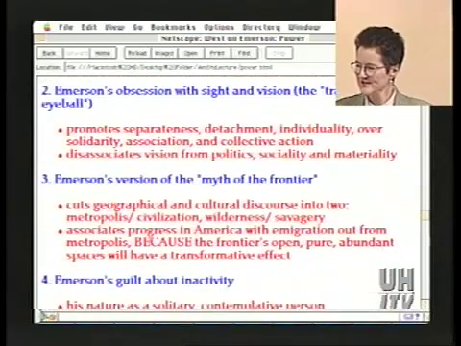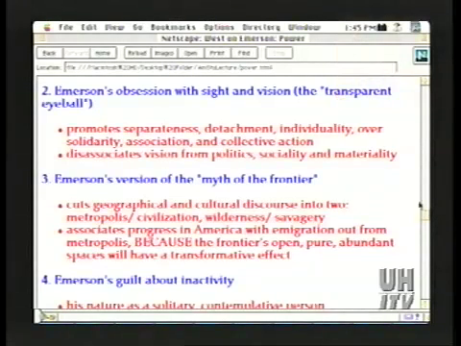Next, Emerson is obsessed, as Cornel West phrases it, with sight and vision. And I would like to read another passage, this is from West quoting from Emerson, and this is a passage you might not notice. It's rather peculiar and it's a little bit long, but it's quite important, so I do want to read this for you. This is the passage about the transparent eyeball.